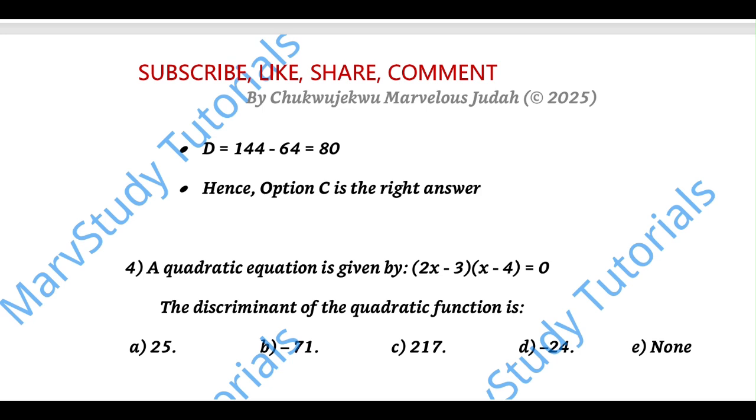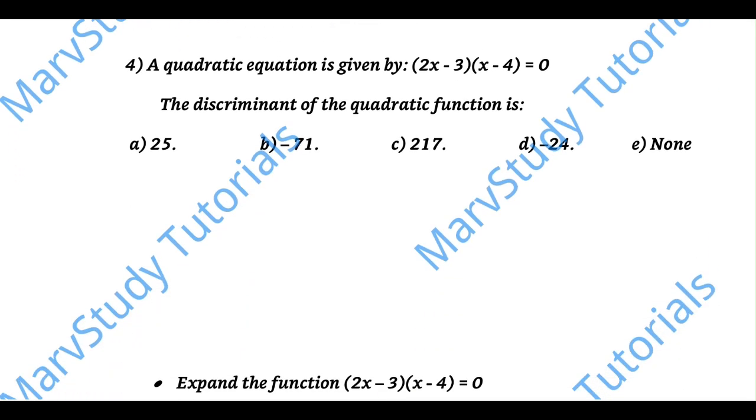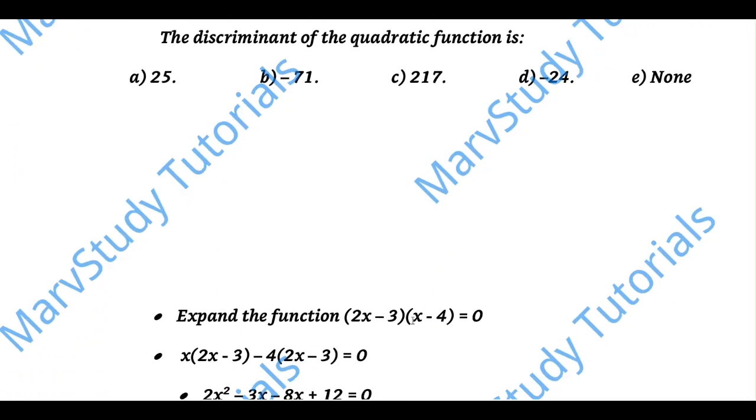So all we need to do is to expand this so that it will conform to the general quadratic form. So on expansion, we're going to multiply this, that's x times 2x negative 3, negative 4 times 2x negative 3, that's the expansion. So 2x times x is going to give us 2x squared. X times negative 3 is going to give us negative 3x. Negative 4 times 2x is going to give us negative 8x, and negative 4 times negative 3 is going to give us a positive 12.